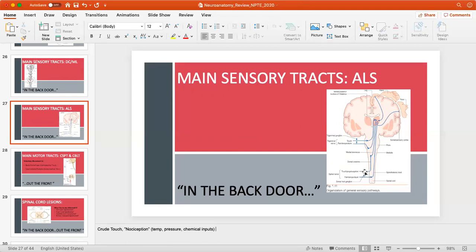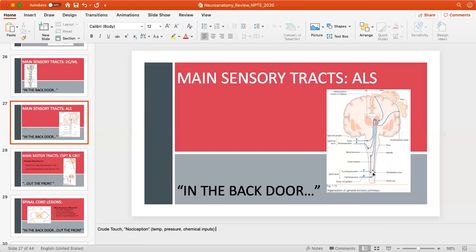It's going to send information up the spinal cord, but before it does that, it's actually going to cross at the level of entry. So it's a little bit different than the DCML, or dorsal column medial lemniscus, which crosses in the brainstem. This ALS tract is going to decussate, or cross over sides from right to left or left to right, at the level of entry.